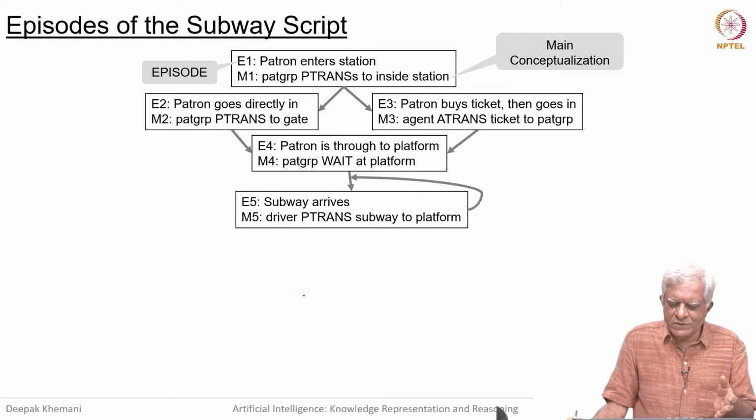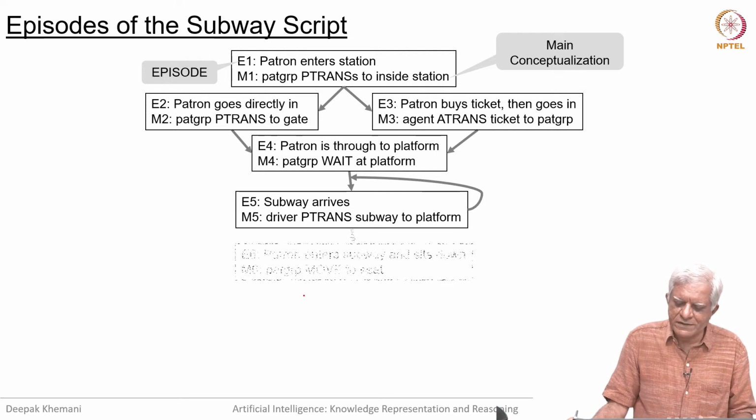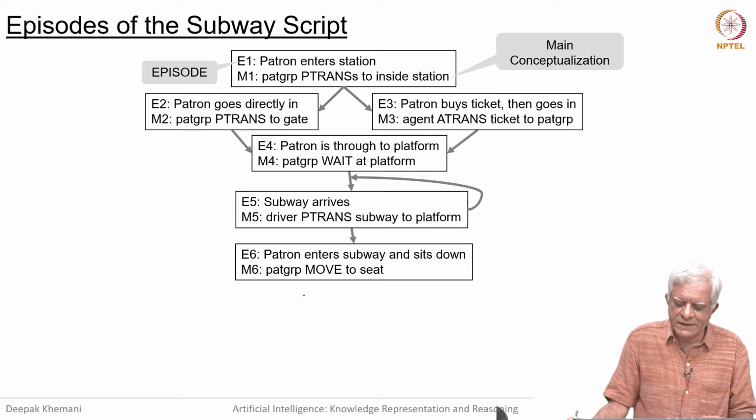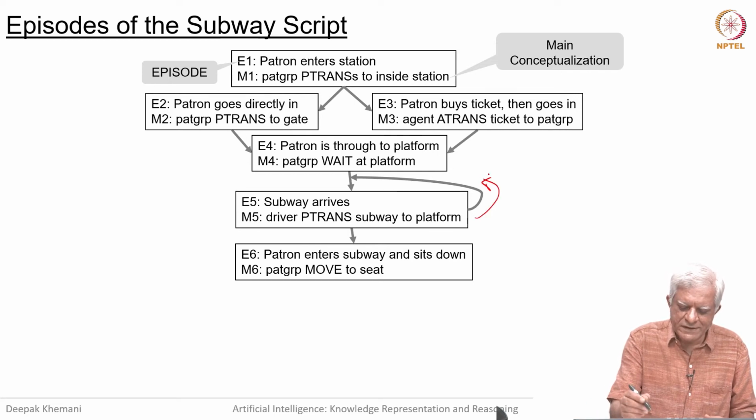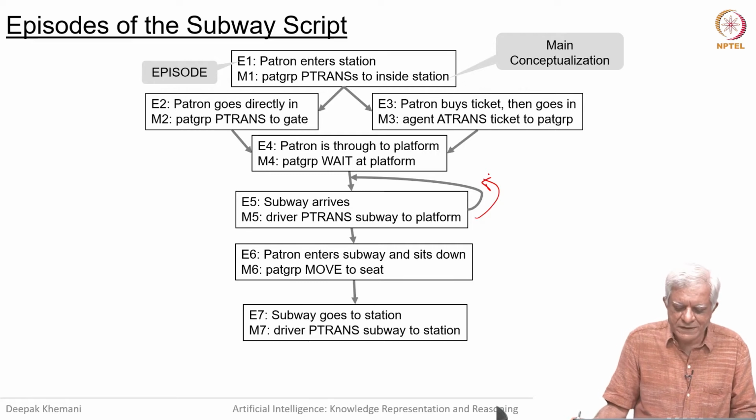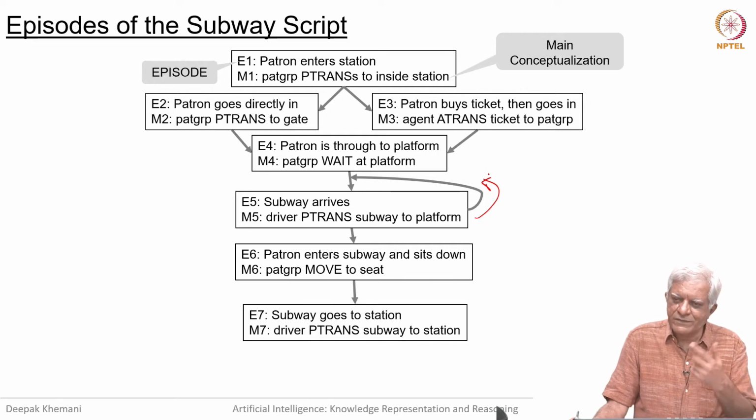Then they go through a gate, either they go through a gate directly or they buy a ticket and go through a gate. They go and wait at a platform. A train comes, but maybe that is not the train that the patron wanted. So, they wait for the next train to come. So, there could be a cycle there.